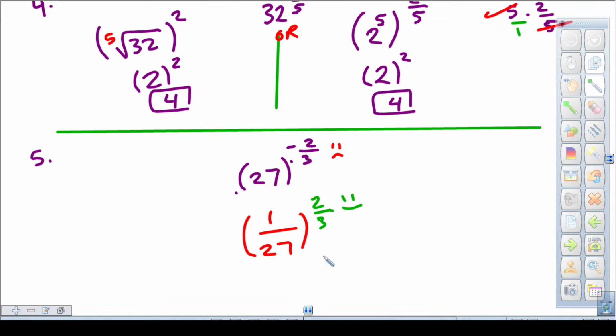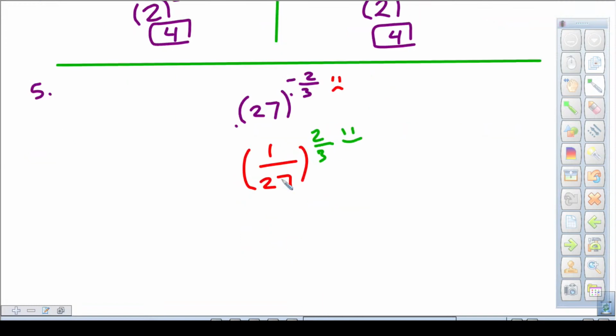Now, this 2/3 apparently belongs to the 1 and belongs to the 27. So I'm going to go the same route as we did before. You're either going to do this with exponents, or you're going to do this with the radical. So to be consistent, on the left side I'm going to do the radical, meaning I have the cubic root, it's really long, very tall, of 1 over 27. The whole thing is raised to the second power.